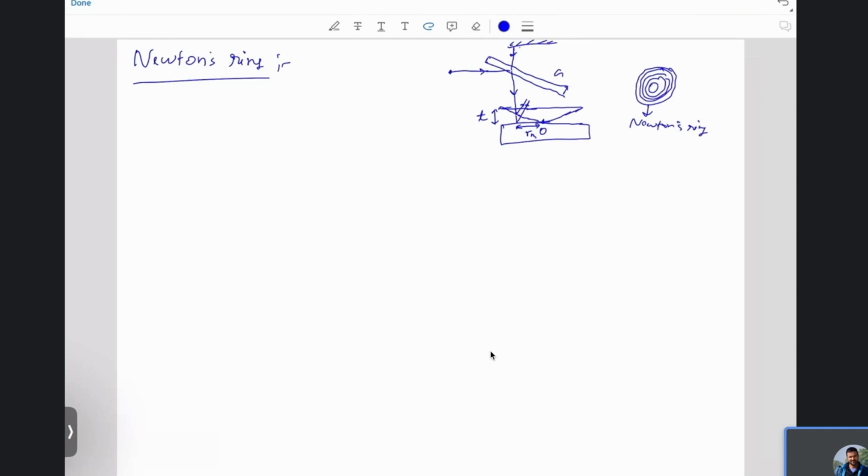Okay, and it's given by Rm square is equal to 2tR, and this R is the radius of curvature of this plano-convex lens.